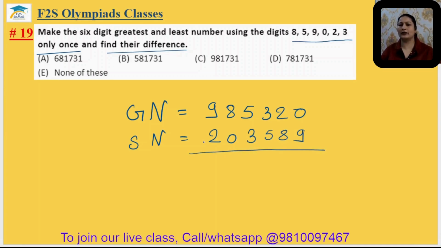Now we have to find the difference between these two. 10 minus 9 is 1, 11 minus 8 is 3, 12 minus 5 is 7, 4 minus 3 is 1, 8, 7. The answer is 78,17,31. This is in option D. So the 19th answer is option D.